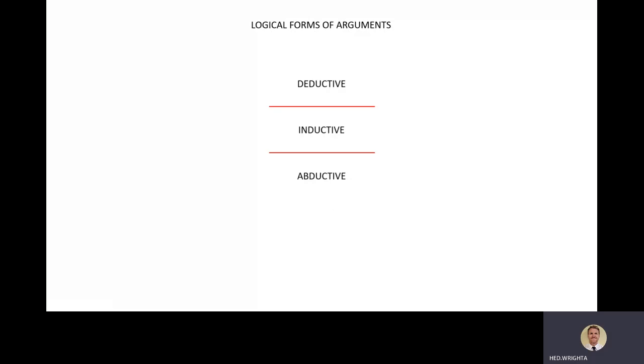This is going to be a quick recap really of the logical forms of arguments. So you've got deductive, inductive and abductive. I'm just going to go through the difference between the three arguments.